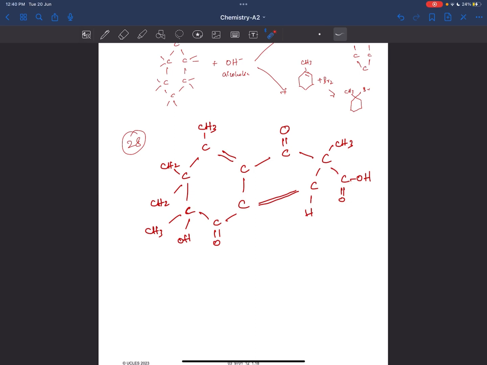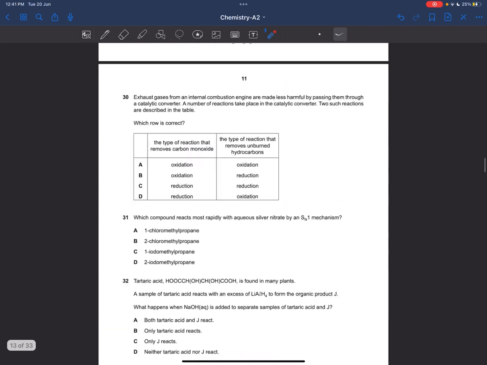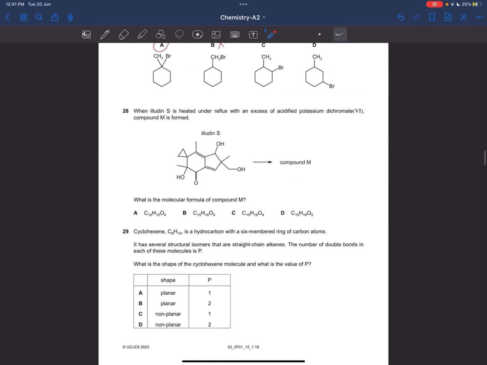So that is why our answer, let's count: 1 2 3 4 5 6 7 8 9 10 11 12 13 14 and 15. So C15, and then let's count the H's: 1 2 3 4 5 6 7 8 9 10 11, after 11, 12 13 14 15 16. So 16. Then we count O: 1 2 3 4 5. So C15 H16 O5. Where is that? Here it is, B. 28 is B.